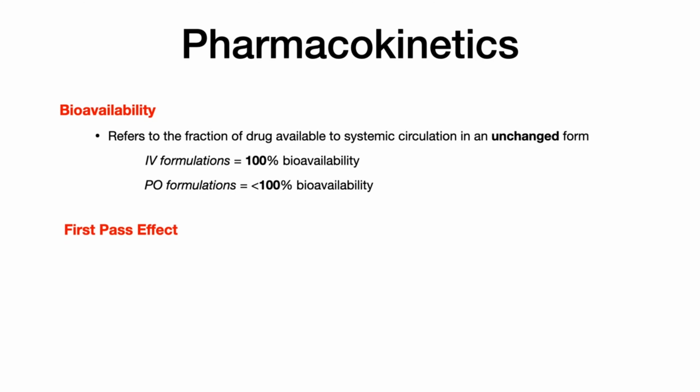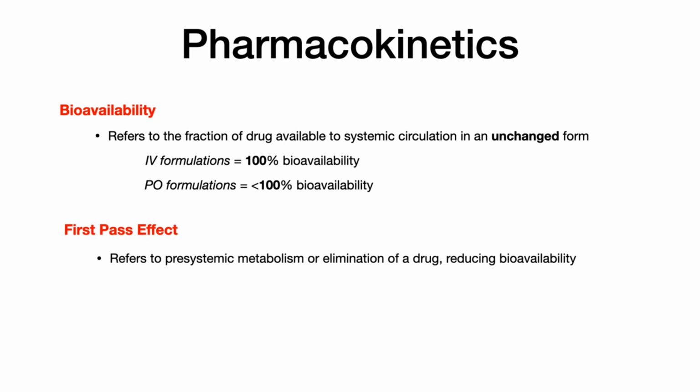And the first pass effect is basically explaining why oral formulations don't have 100% bioavailability. So the first pass effect refers to pre-systemic metabolism or elimination of a drug, which will reduce its overall bioavailability. So let's imagine that you give somebody a drug, right? They're taking this pill. That pill will have to go through the intestinal epithelium as well as the liver.